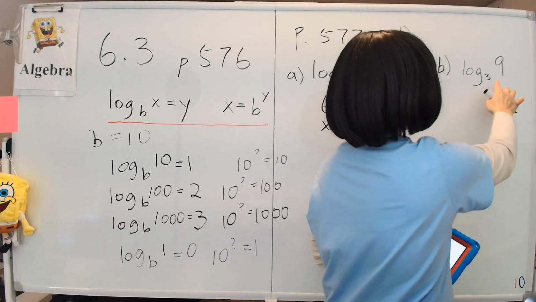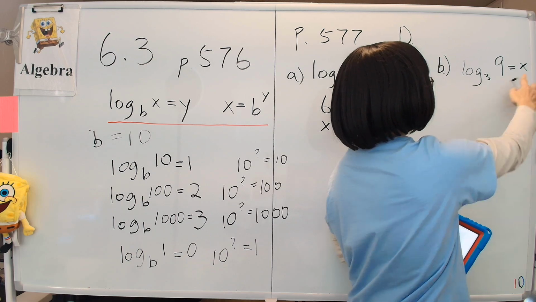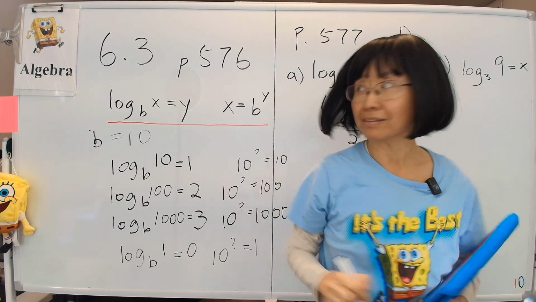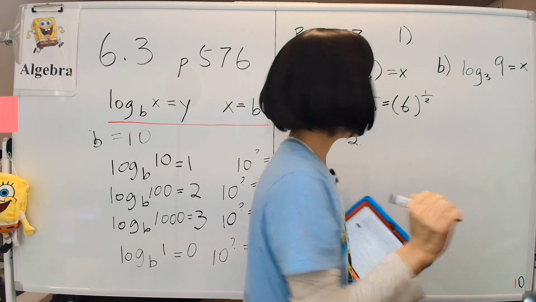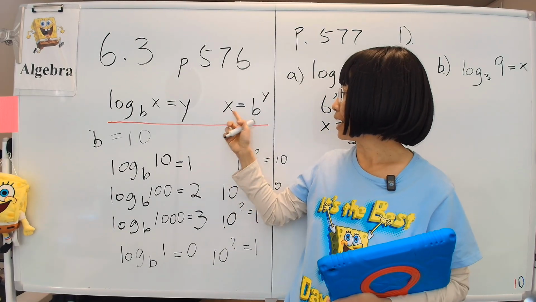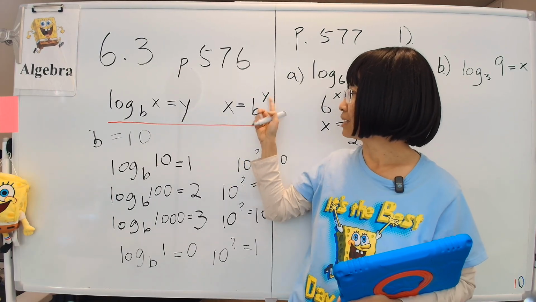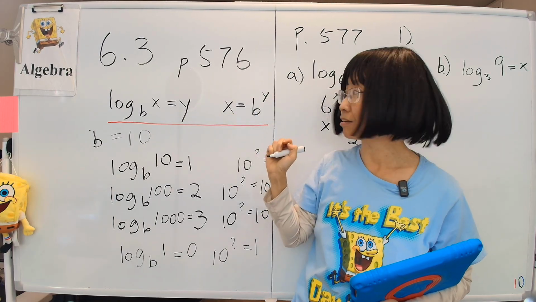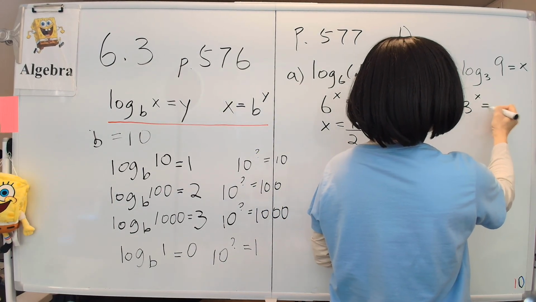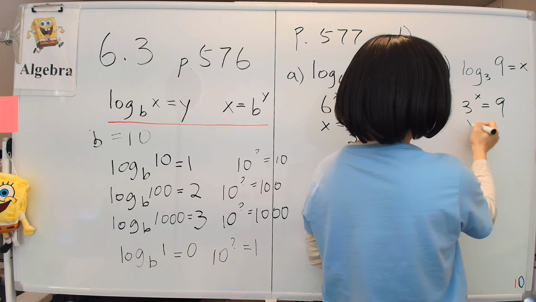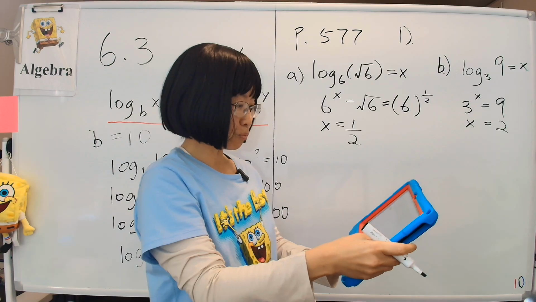Similarly, this is base 3 to what power? Let's say this equals x. 3 to the x power had better equal 9. You see, base to the power equals what you're taking the log of. So 3 to the power x has to equal 9. Well, then x has to be 2, since 3 squared equals 9. So that is how we do example 1.